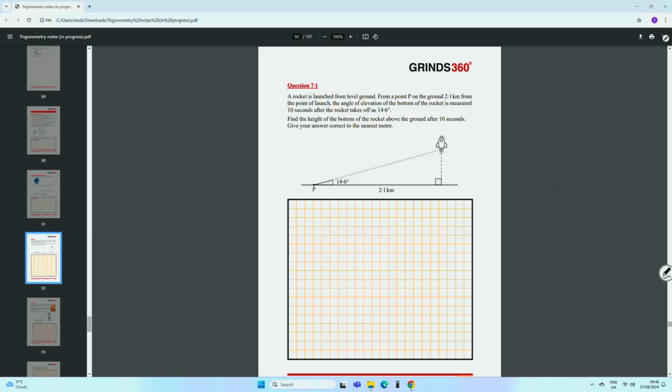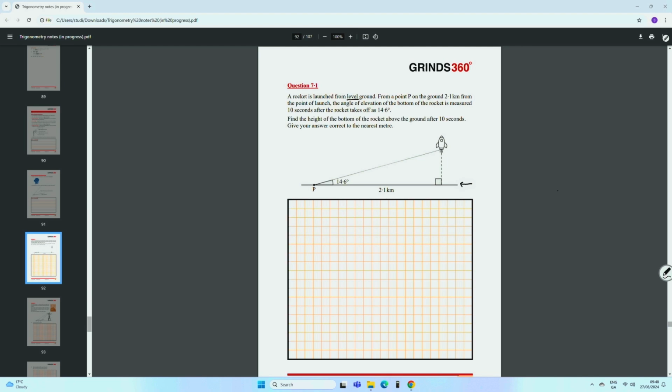So if you look at the question on page 91, question 7.1, which looks like this, again, just make sure you read the text carefully. It does say in the question that a rocket is launched from level ground. So that means, remember, in the diagram, that the line across the bottom there, level, is horizontal.